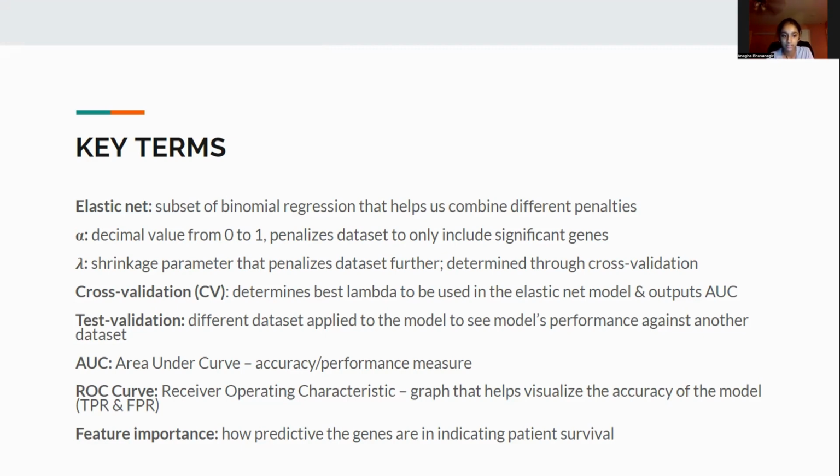And then finally, feature importance is how predictive the genes are in indicating patient survival. In the end, we will show you graphs and results to help visualize all these definitions.